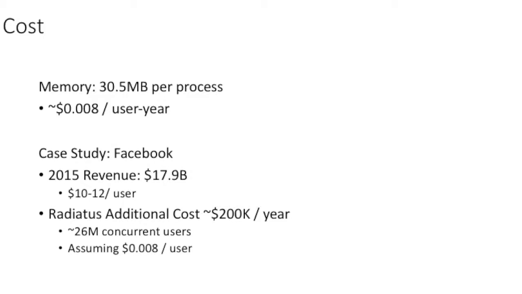For Facebook, which you can think of as the worst case, they see about 968 million daily active users, and using Little's law and some public numbers, we estimate there's about 26 million concurrent users at any given time, which comes out to be about $200,000 per year for Facebook. Now, comparing the 0.8 cents per user to the $10 to $12 per user that Facebook sees, this is a pretty minimal cost for the security that you get. I would anticipate that web applications with the most critical data, like billing systems, may have a different calculation for the cost-benefit analysis, but there is a cost predominantly in memory.